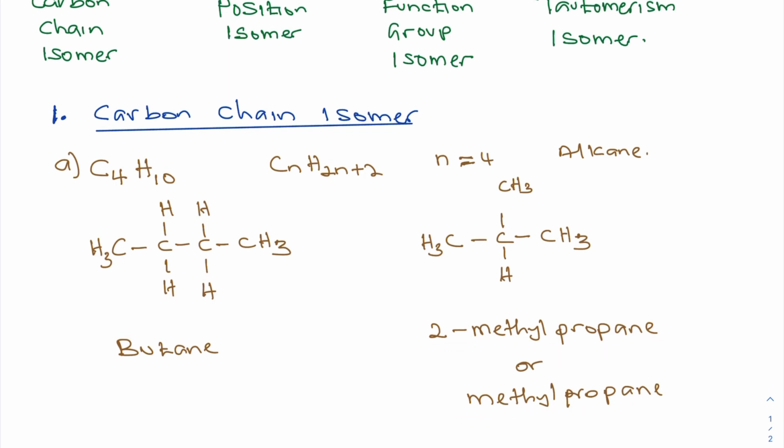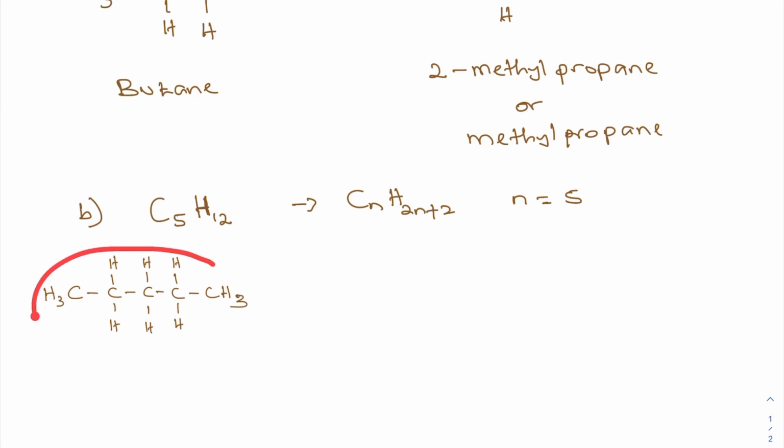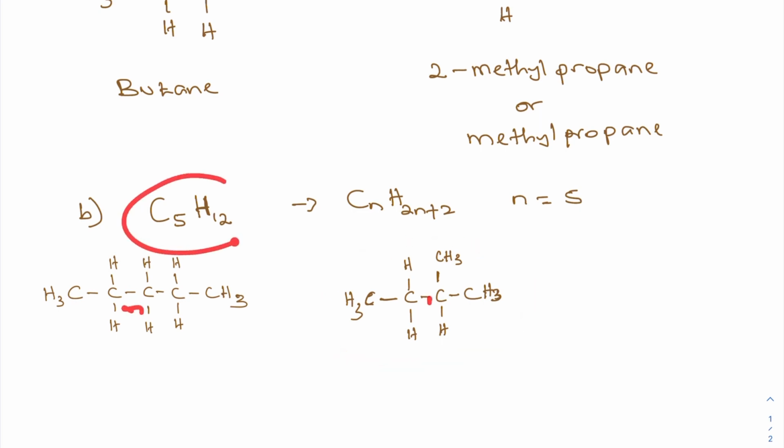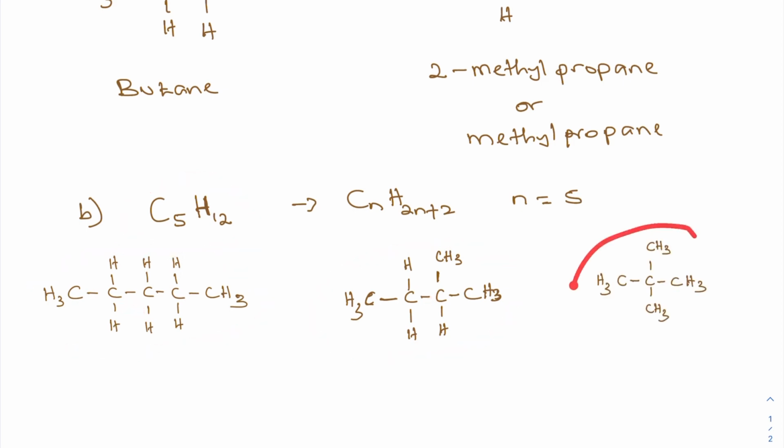Another example of carbon chain isomers would be C5H12, which is an alkane with n equals 5. You have the first structure, which is pentane, 1, 2, 3, 4, 5. So that's pentane. You have the second structure, which is different from that. Same molecular formula, different structure. That's a structural isomer. And that's another structure.